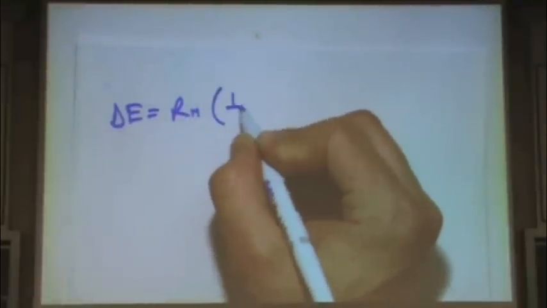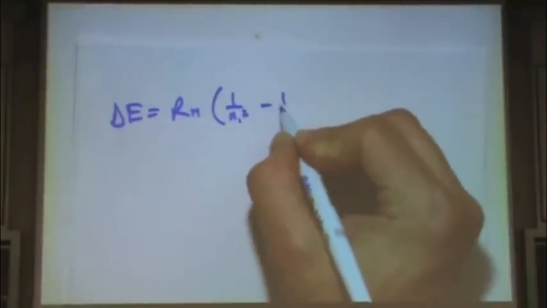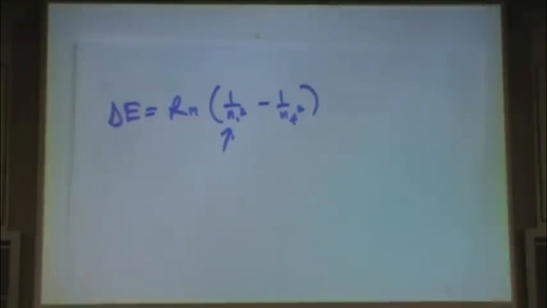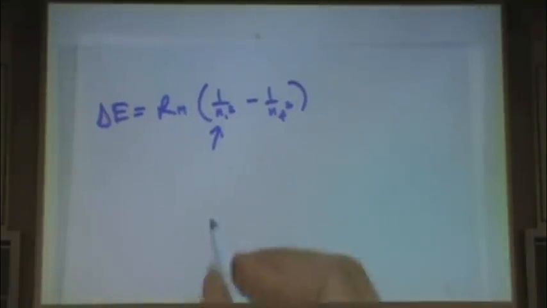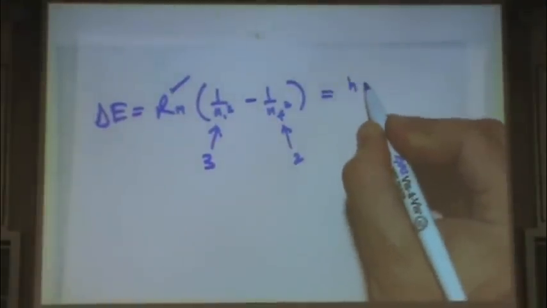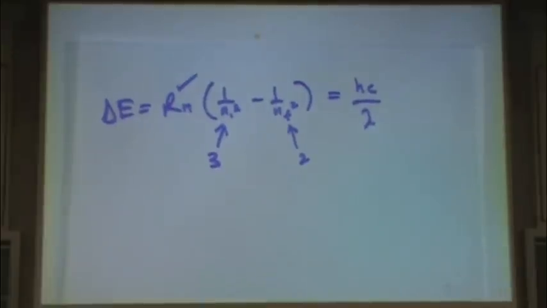What you need to do is use the Rydberg equation. So, you would have said the change in energy equals Rydberg constant, 1 over n initial squared minus 1 over n final squared. N initial, it says in the question, is 3. N final, it says in the question, is 2. R sub h is a constant. And then you go hc over lambda. Okay?